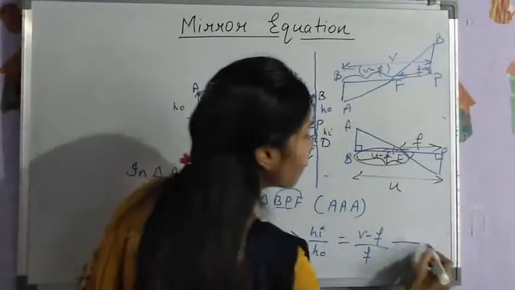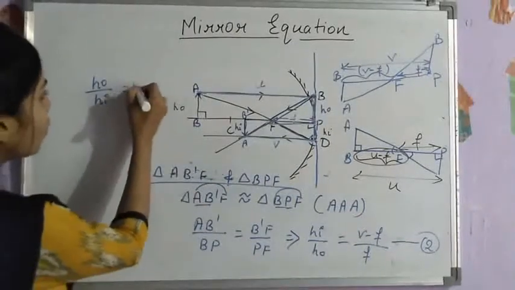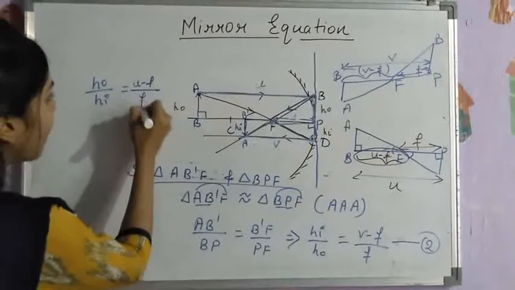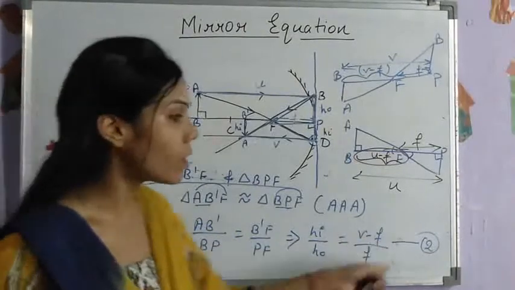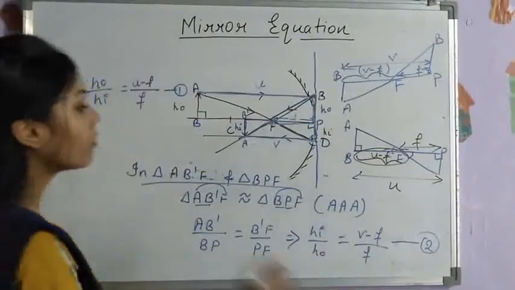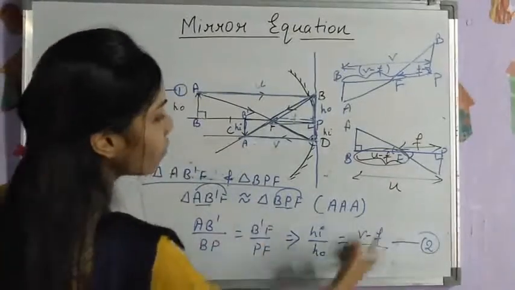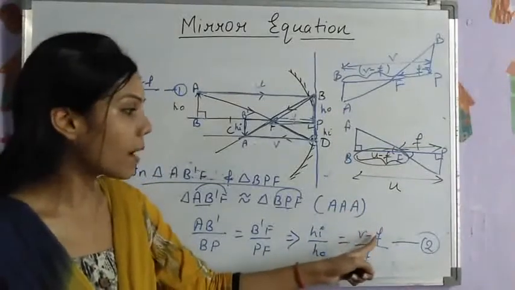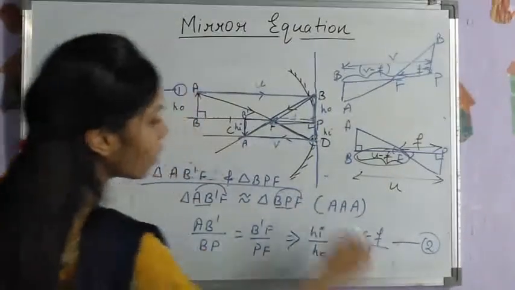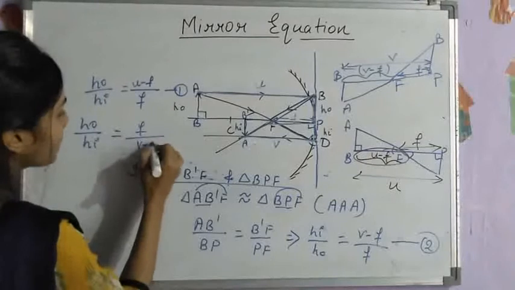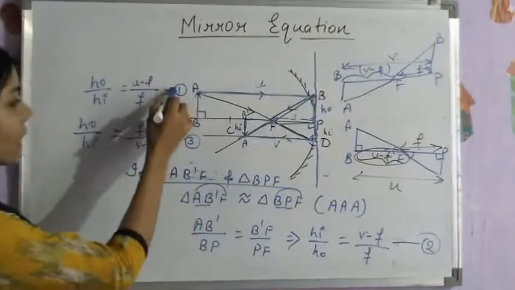This is our equation number 2. So equation number 1 was HO upon HI equal to U minus F divided by F. This was equation number 1, and this is our equation number 2. If we invert this equation, then what are we going to get? We will get HO by HI equal to F by V minus F. F will go in the numerator part and V minus F will come to the downward part. This will be equation number 3, right? So only we are going to consider equation number 1 and 3.